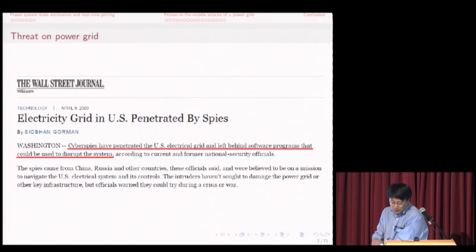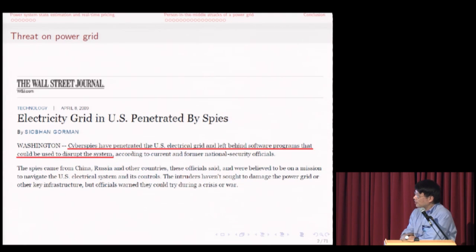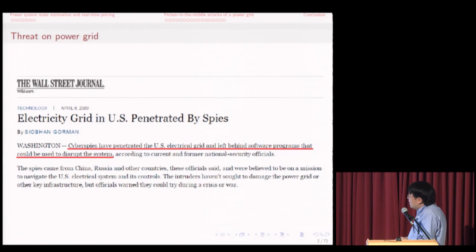Let me just say a few words about the background. There are a lot of discussions about cybersecurity, more recently focusing on cyber infrastructure, with the power grid being one of them. This is an article from the Wall Street Journal in 2009. It claims that cyber spies had penetrated the US power grid and left software behind. I guess luckily nothing was done and the software was not activated to do any harm. But that raised a tremendous worry among many people, politicians and researchers as well.